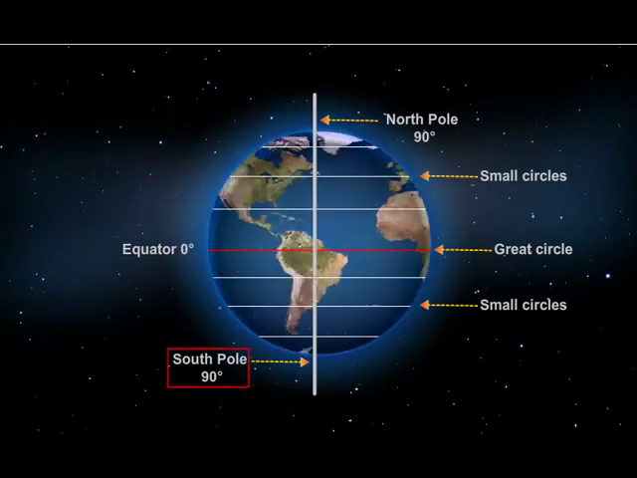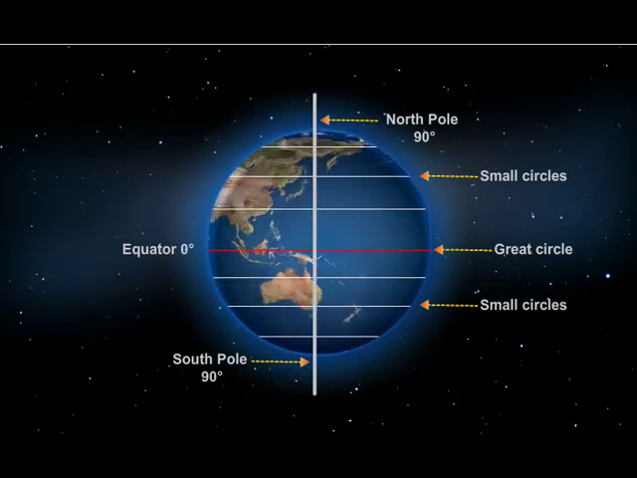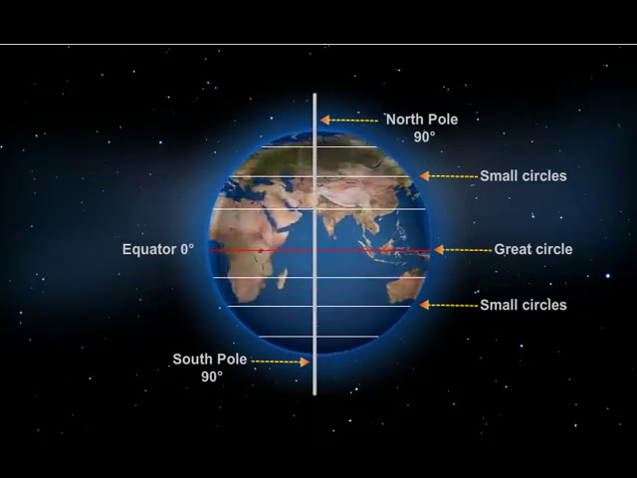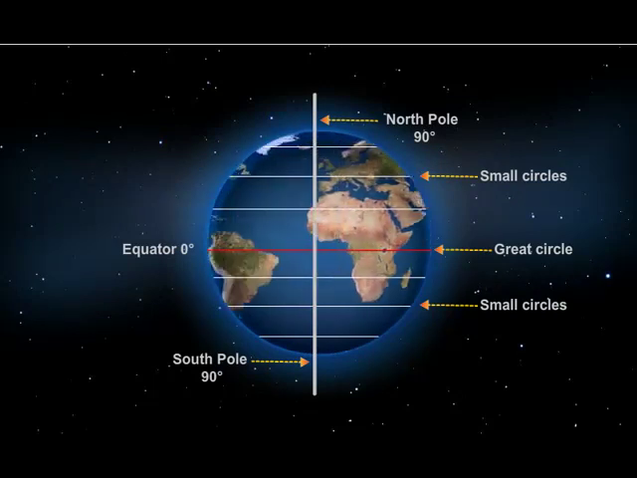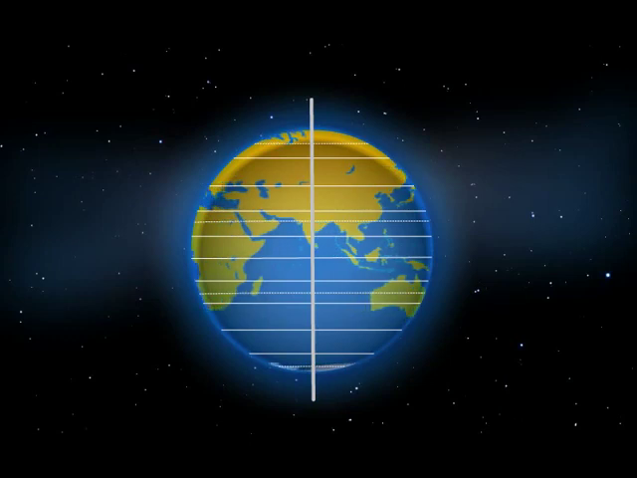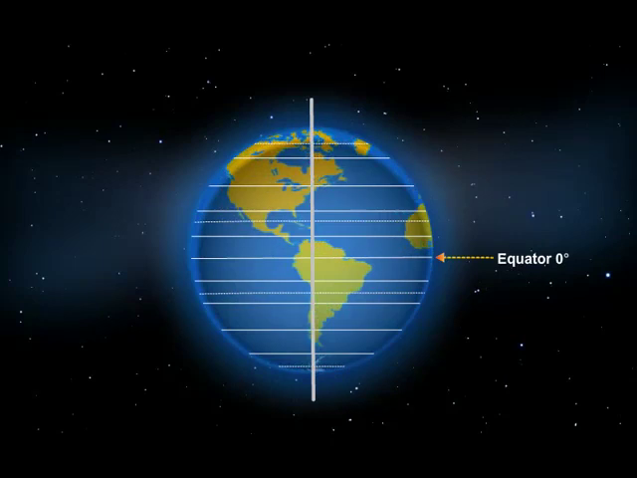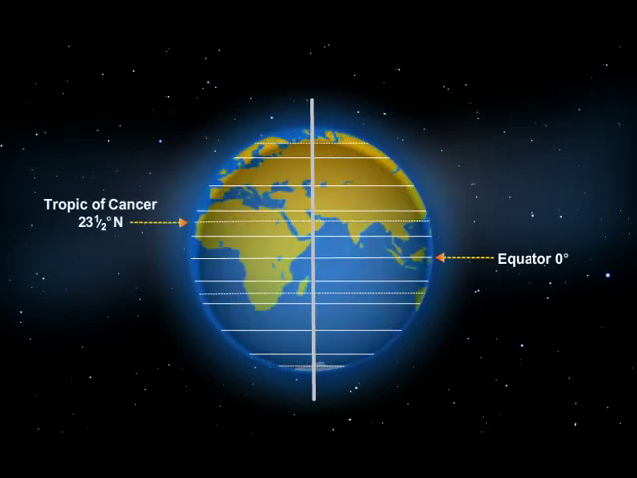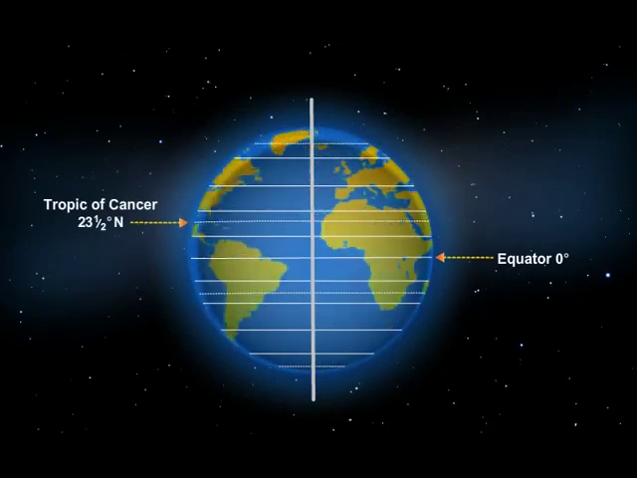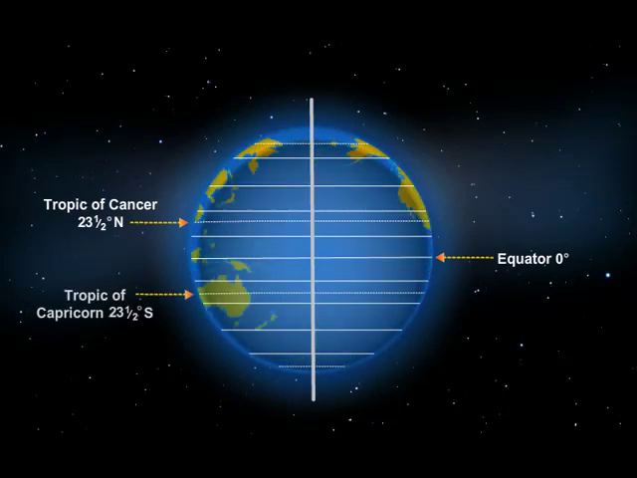Latitudes are circles running parallel to the equator from east to west. They are also called parallels of latitude. The equator is the central latitude and called the Great Circle, while all other latitudes are called small circles. 0 degree is at the equator. As we move towards the poles, the circles become smaller. At the pole or at 90 degrees, latitude becomes a point.